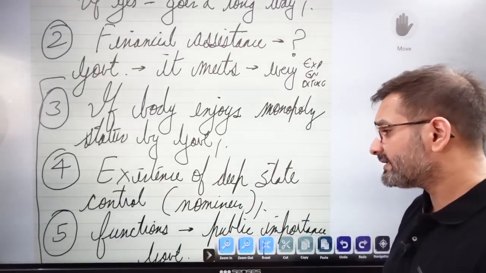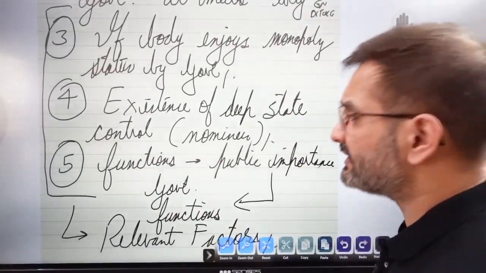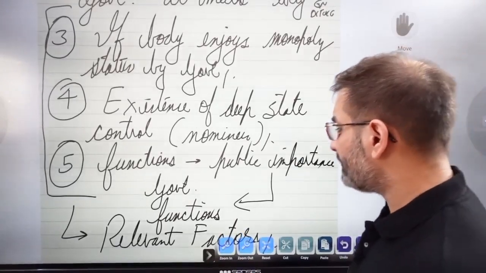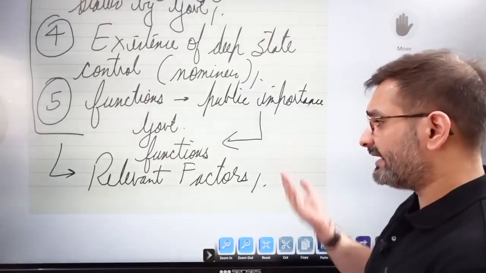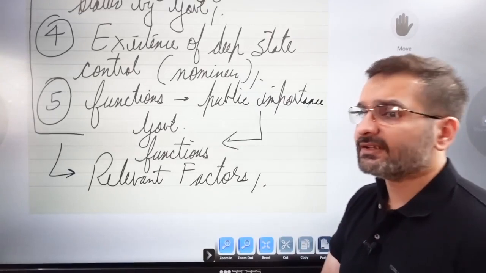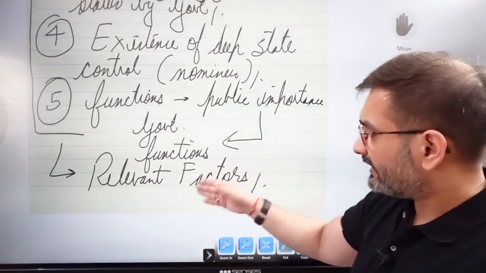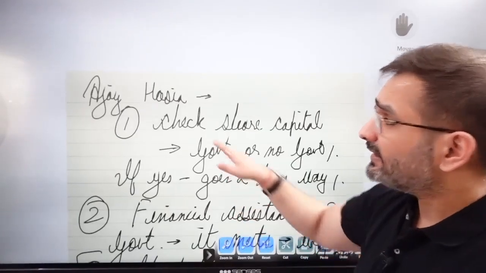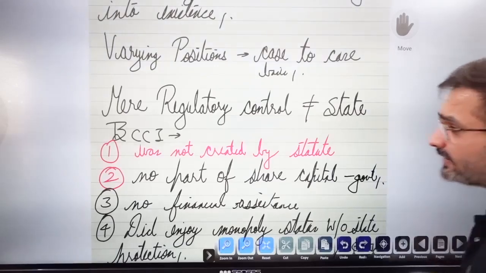Point number 4, existence of deep state control, that is government ने nominate कर रखे हैं board members, government is practically speaking running the board. 5th, functions are of public importance. So the institute or basically any body is discharging anything that is of significant public importance. Well then, these are all relevant factors. So these guidelines were given in Ajay Hasia, very, very prominent case law for you to mention in your answer.